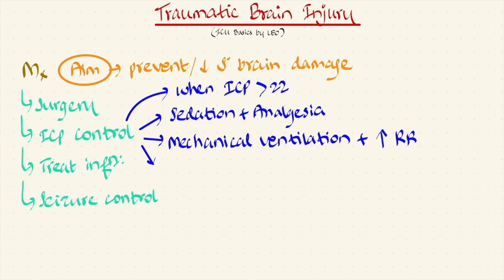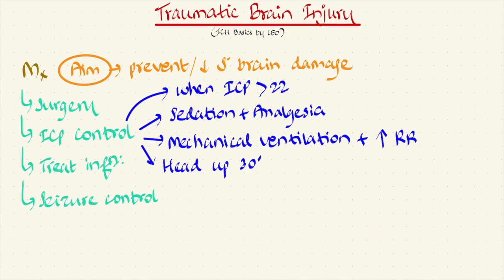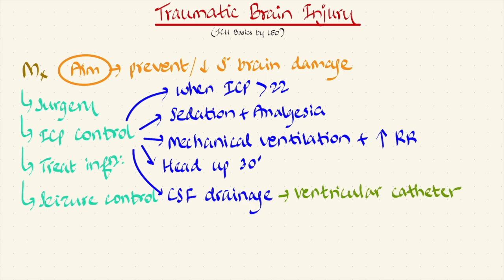The patient's head should be elevated at 30 degrees. Extra care should be taken to make sure that wound dressings, tracheal tube ties, and cervical collars do not compress the jugular veins. CSF drainage via a ventricular catheter is a safe and generally reliable method of returning ICP value to normal if it exceeds 22 mmHg.